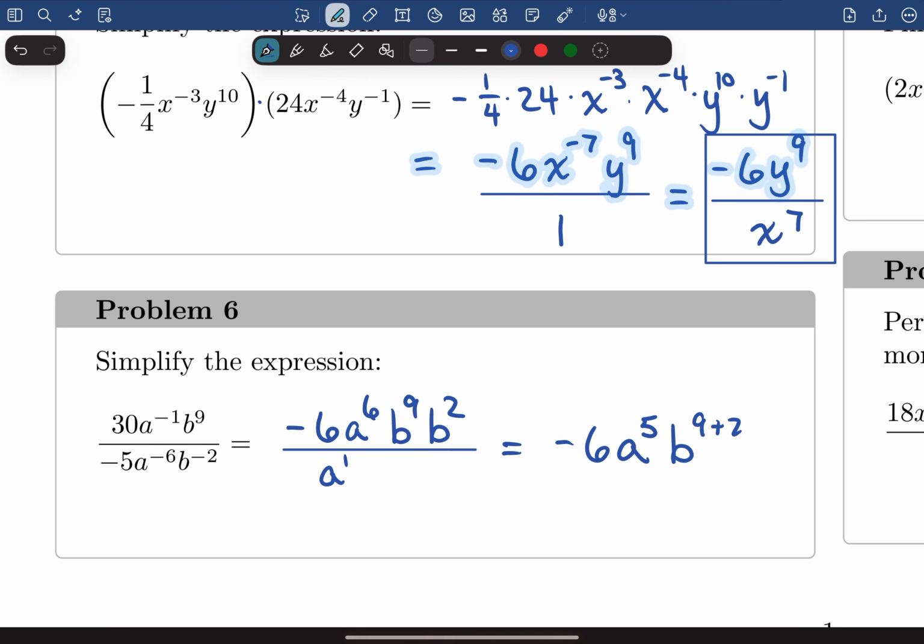And 9 plus 2 can be simplified to 11, right? 9 plus 2 is 11. And so there's nothing left on the bottom. The invisible 1 is on the bottom. And when I divide by 1, I can just make it invisible. And I have this as my final result.